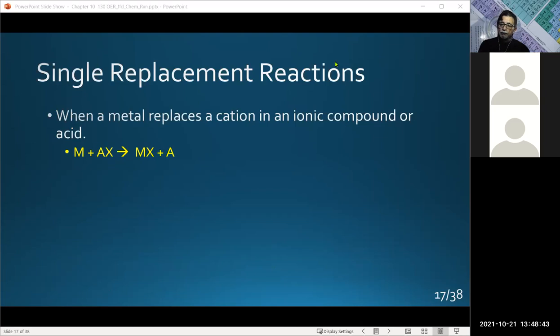So the metal, which was an element, now becomes ionic. Okay, it starts off as an element and then becomes ionic. A is ionic to begin with, because this is an ionic compound, but then becomes an element after the reaction is done. Okay, so we've exchanged the metals. So M and A represent metals.